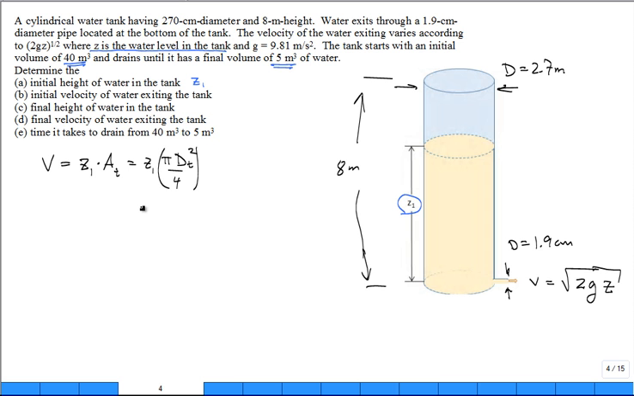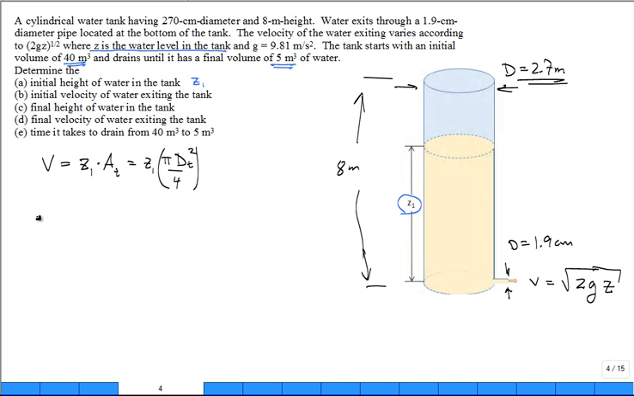Usually they give you the diameter instead of the radius, right? Have you noticed that in engineering? A lot of diameters, few radius, and yet everything is pi r squared in your mind and memory. Well, now it's pi d squared over 4.